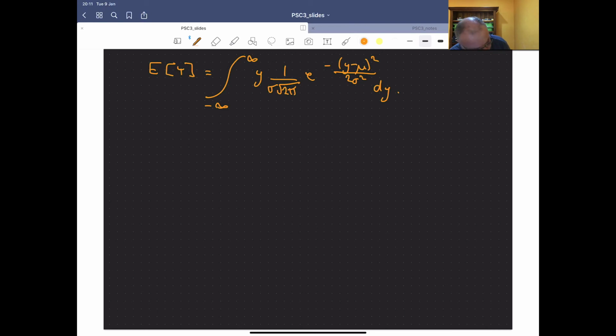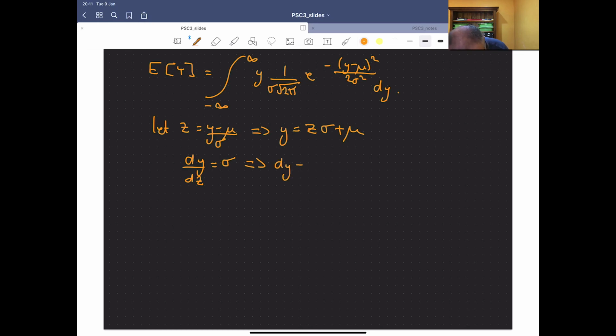Well, we're going to simplify this a little bit. We're going to let z equal (y minus mu) over sigma. What does that mean? If we rearrange it, we get that y equals z sigma plus mu. So in our calculation, we have a y, we can replace that, but also we've got a dy, so we should replace that as well. So we'll look at dy over dz. We'll differentiate that with respect to z, and that gives us sigma. What does that tell us? That dy is equal to sigma dz.